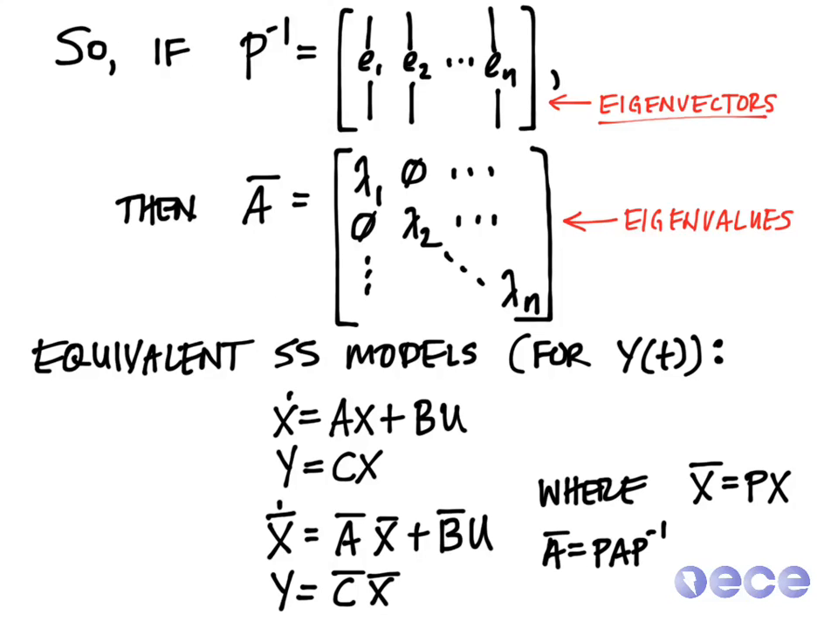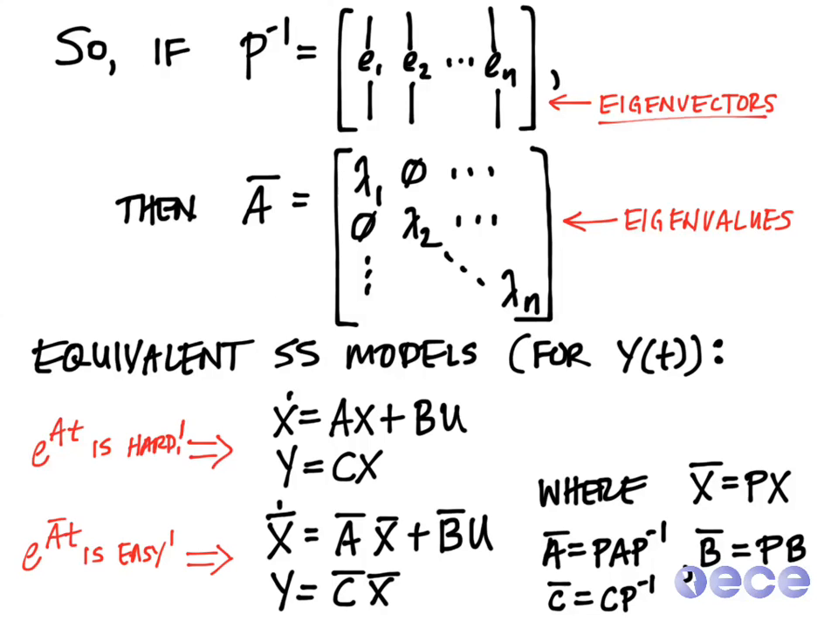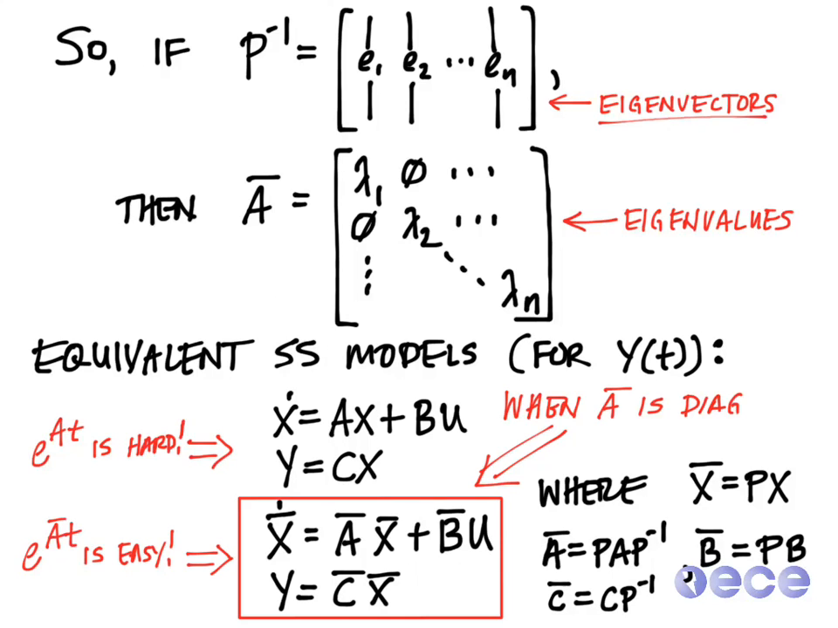So here x bar is equal to P times x, A bar is P A P inverse, B bar equals P times B, and C bar equals C times P inverse. So this, the top, gives us a difficult to calculate e to the At. The bottom alternative representation, e to the A bar t, is really easy to compute. And so when you can write where A bar is a diagonal matrix, this gives you modal diagonal form. And it's made possible by the fact that we can create P inverse from the eigenvectors and A bar from the eigenvalues.